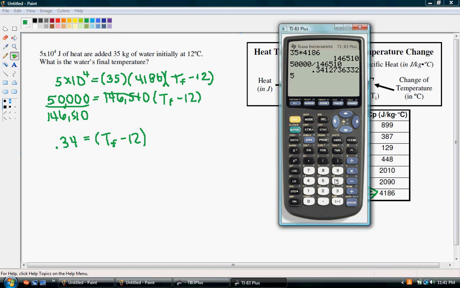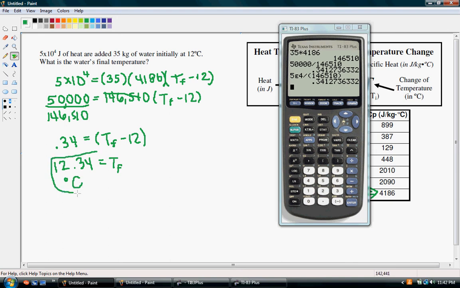Alright, notice if you say 5, and then you can do second E to the 4th, divided by 146,510, you get the exact same number. Alright, so now here basically we have final temperature minus 12. So if we wanted final temperature by itself, we would just add 12 to both sides. So we end up with 12 plus 0.34 is simply 12.34 equals our final temperature. So this is 12.34 degrees Celsius. And we are done.